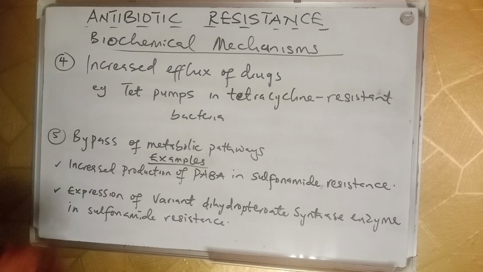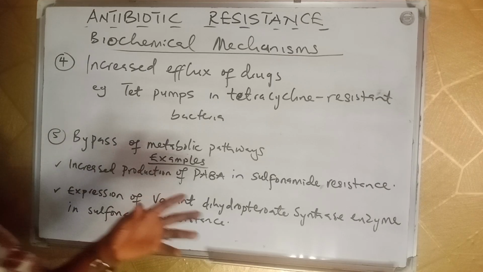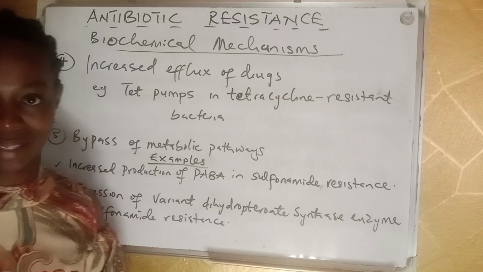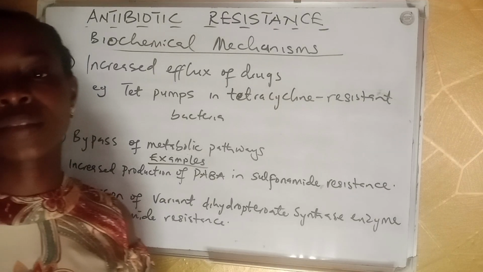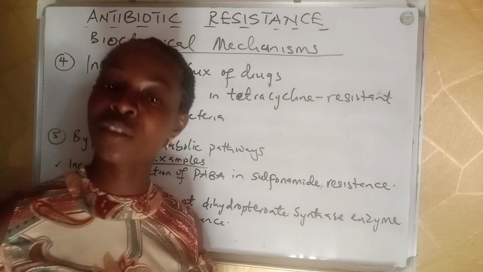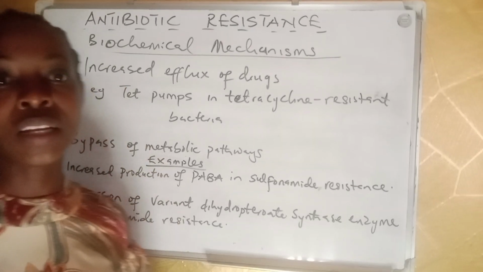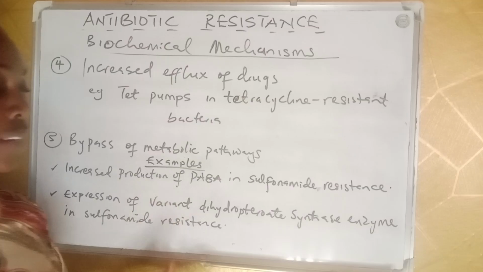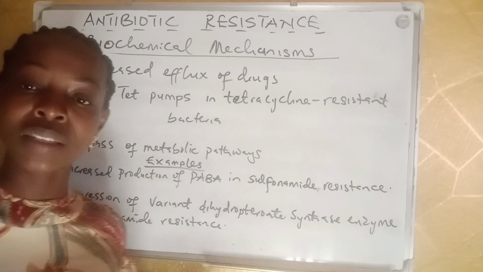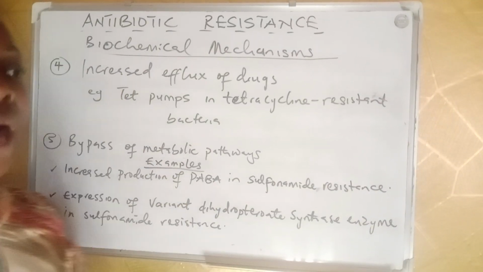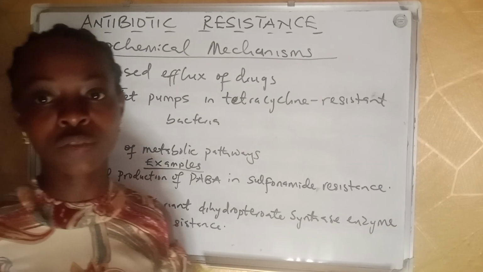Number 5, biochemical mechanisms by which microbes resist antibiotics would be by bypass of metabolic pathways. Certain antibiotics, like sulfonamides, target vital pathways in microorganisms, for example, folate synthesis. Microorganisms cannot survive without folate. They can only produce folate. There's no other way they can get it. And so we try to destroy them by targeting their ability to produce folate. Sulfonamide does that effectively, acting as an analog of the substrate.